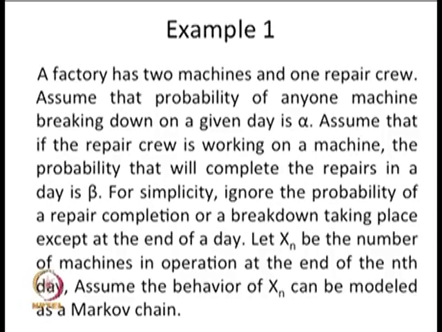A factory has 2 machines and 1 repair crew. Assume that the probability of any one machine breaking down on a given day is alpha. So, alpha is the probability. Assume that if the repair crew is working on a machine, the probability that they will complete the repairs in 1 more day is beta.